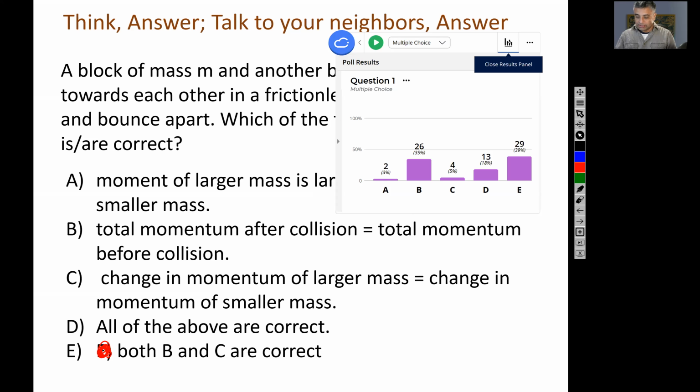So let's talk a little bit about it. If I'm choosing just B, that means total momentum after collision is total momentum before collision. So that's conservation of momentum. So B seems correct. How about A?